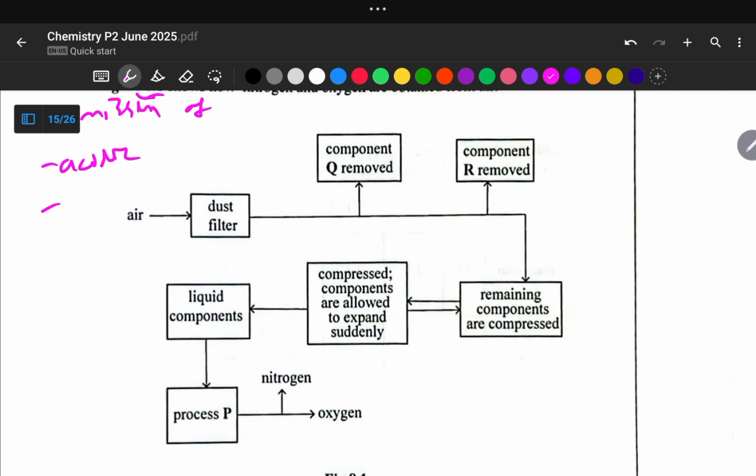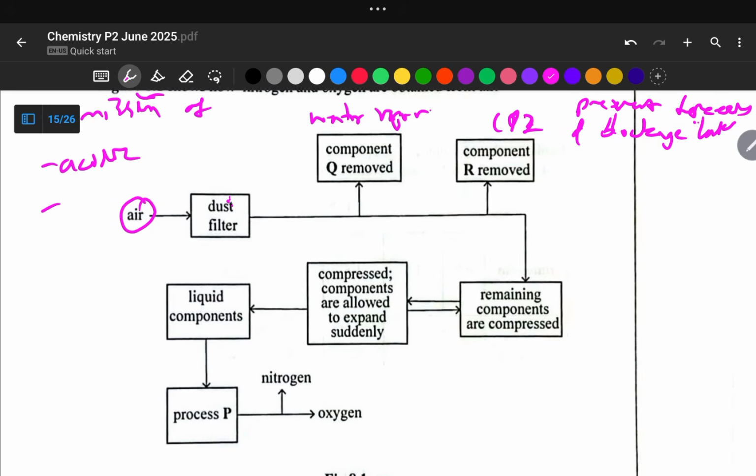So we want to break down this liquefaction of air. First, air is filtered to remove dust, and then we remove water vapor and carbon dioxide. This one is the water vapor removed, and this one is the carbon dioxide. They must be removed to prevent freezing and blockage, which can occur at the later stages, right? And then we are going to have the compression.